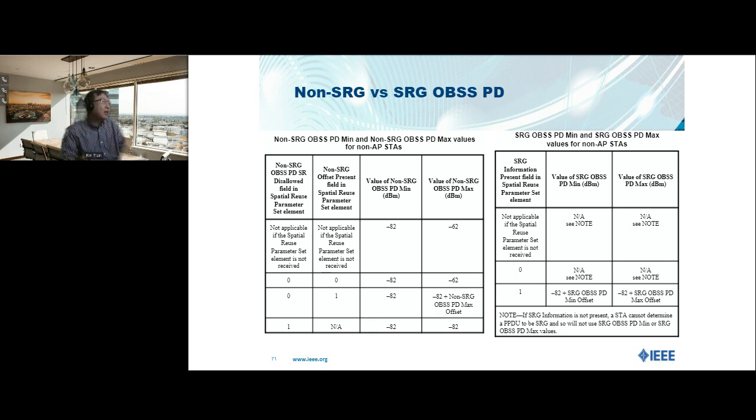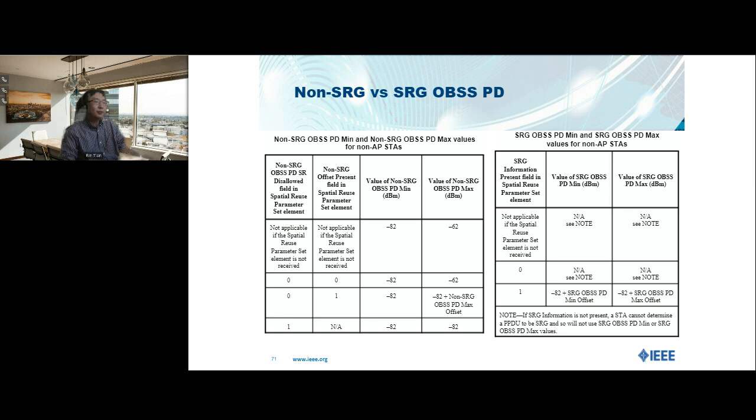On the other hand, if we have the non-SRG ones, you see all these values are fixed, okay? The OBSS PD minimum is minus 82 because there's no negotiation, no agreement, you don't know what the AP is, so at least you need to satisfy minus 82. If you want to go lower, you have to go to the SRG.